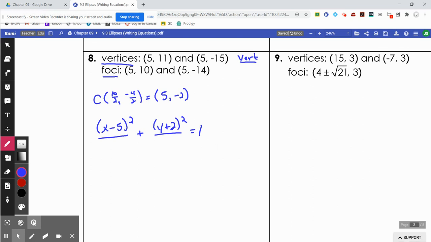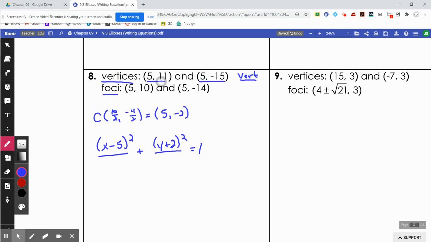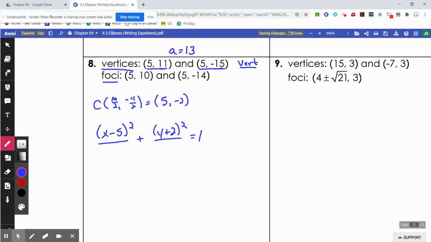Your a value is half of the major axis. So let's find our major axis here. The distance from 11 to -15 is 26. So therefore, a would be half of that, 13. Now, you've got to be careful. Foci tells you a c distance. The distance from (5, -10) to (5, -14) is 24. Your c value will be half of that, 12.